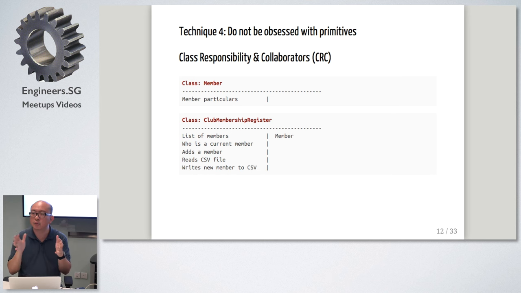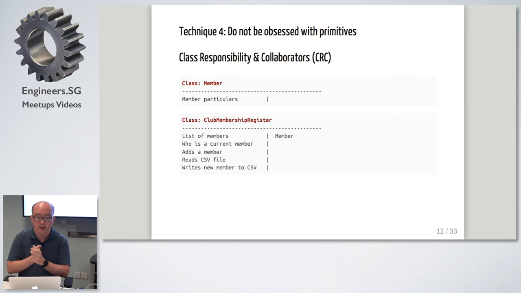Then you can also add a member. As it is now, the function does insertion in the database, inserts the item in the record, and writes new members to a CSV file, and the collaborators that this membership register works with are basically the members. So the member class has its own responsibility, the membership register class has its responsibility, but it also works with members because how does it know that this person is already in the database? By checking the particulars of this member class, right? This member particular.